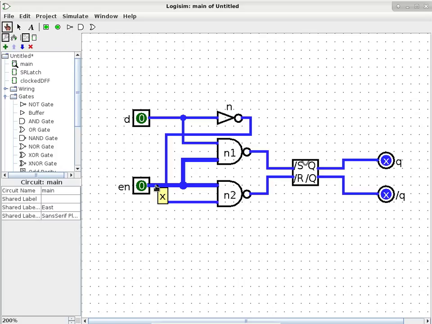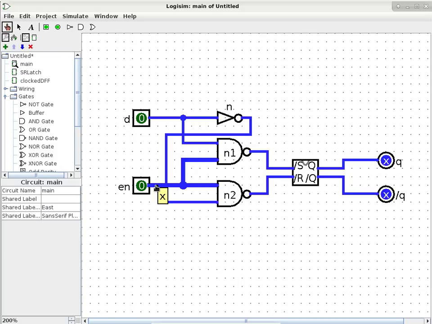D is going through a NOT gate, and before it goes into the NOT gate, it goes into N1. After it goes into the NOT gate, it goes to N2. In other words, N1 is experiencing exactly what D is having, and then N2 is experiencing the negation of what D is doing. So now we have to think of the two cases.